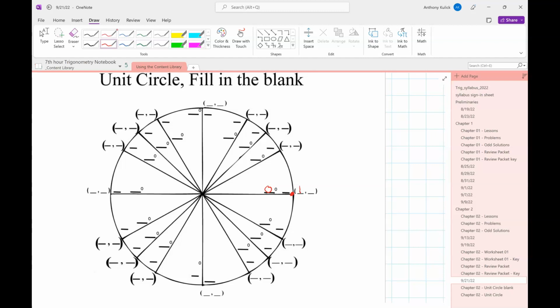1 unit. And how far did I go up? 0 units. So that's the point 1, 0. Okay, let's move up to this spot up here. What is this angle's measure going to be? 90 is correct. Go ahead and shout them out if you know it.